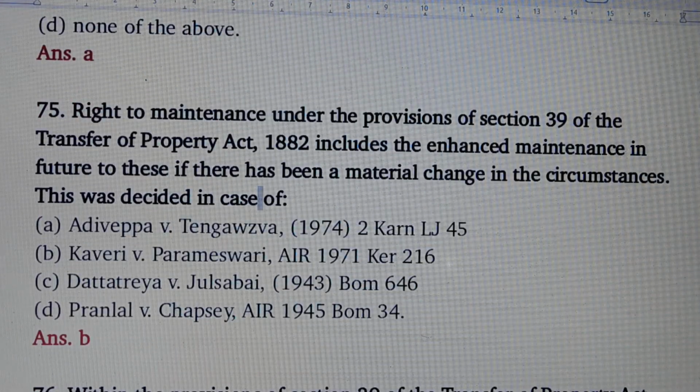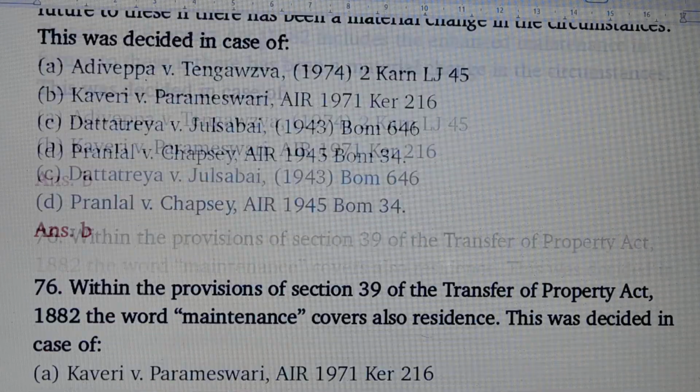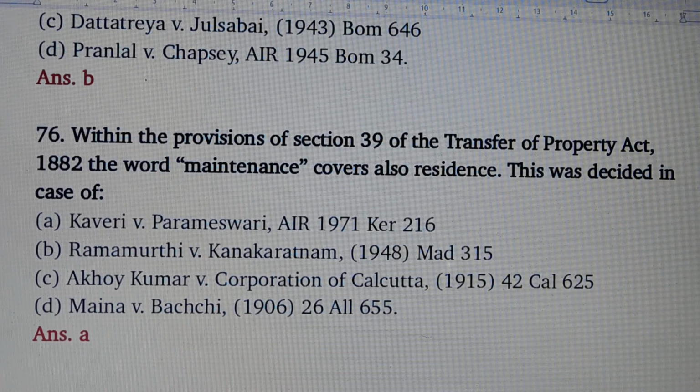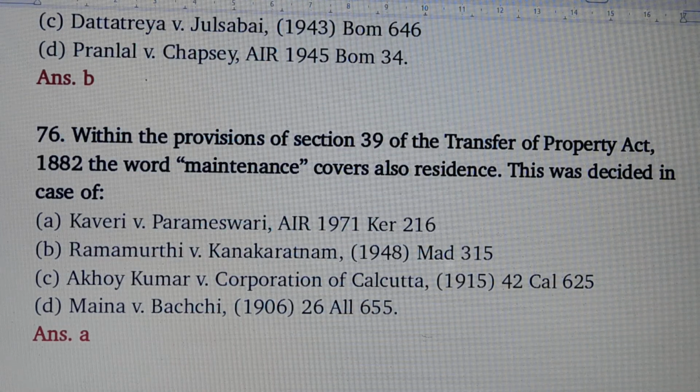Question number 75. Right to maintenance under the provision of section 39 of the Transfer of Property Act includes the enhanced maintenance in future if there has been a material change in the circumstances. This was decided in case of Kaveri versus Parmeswari. Answer is option B. Question number 76. Within the provision of section 39 of the Transfer of Property Act, the word maintenance covers also residence. This was decided in case of Kaveri versus Parmeswari. Answer is option A.